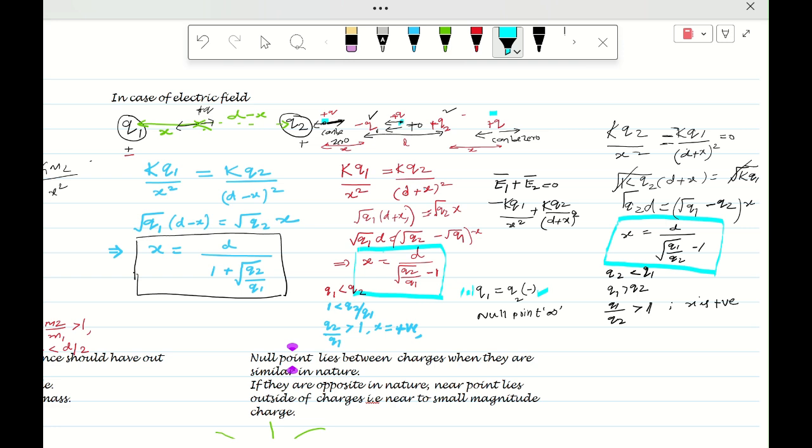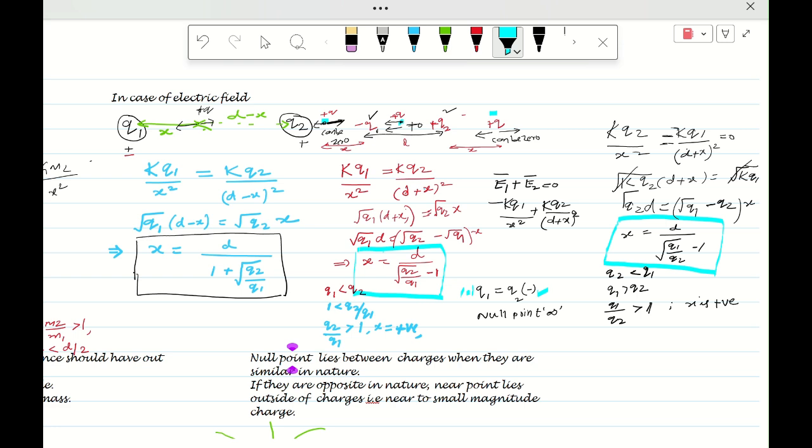Here also the electric field null lies nearer to the smaller magnitude of charge. For example, if the negative charge is smaller in magnitude, say minus 2 coulombs, and the other is 3 coulombs, then it will be on the minus 2 side only. If it is minus 5 coulombs and plus 2 coulombs, then it will lie near the plus 2 coulombs only, on this side. So only the magnitude of charge which is small matters, not negative or positive.